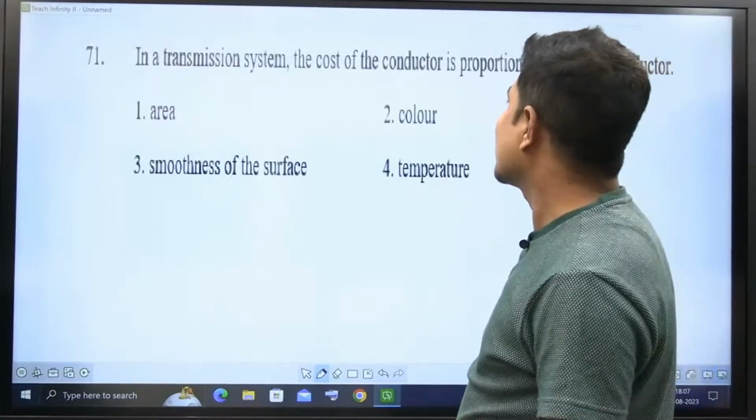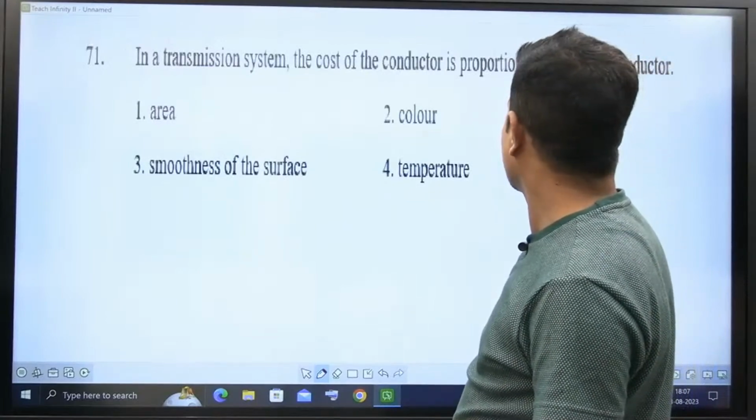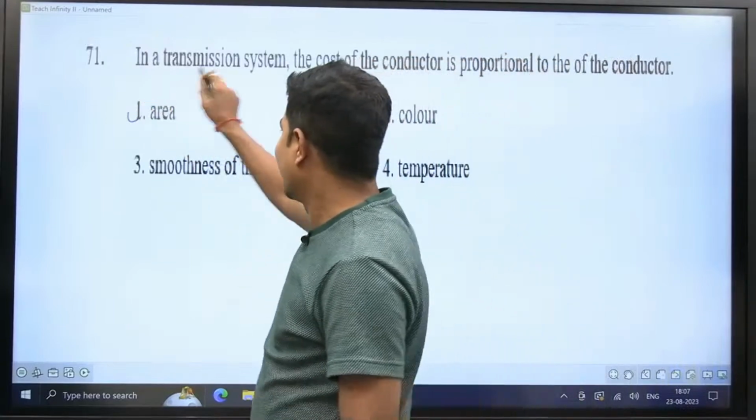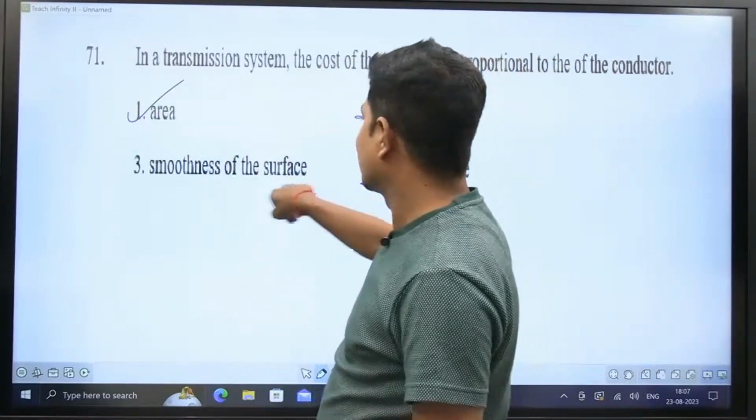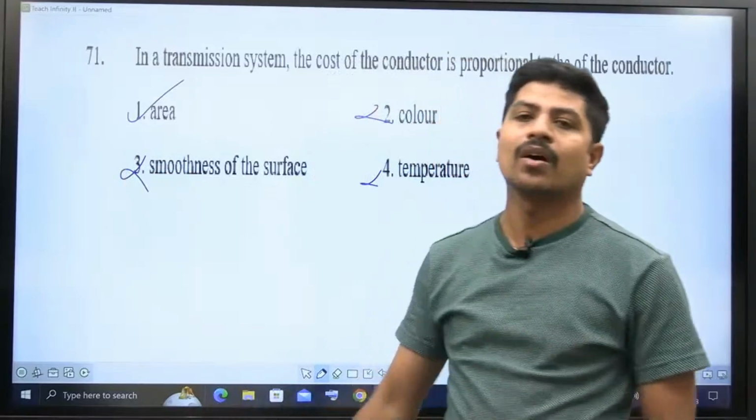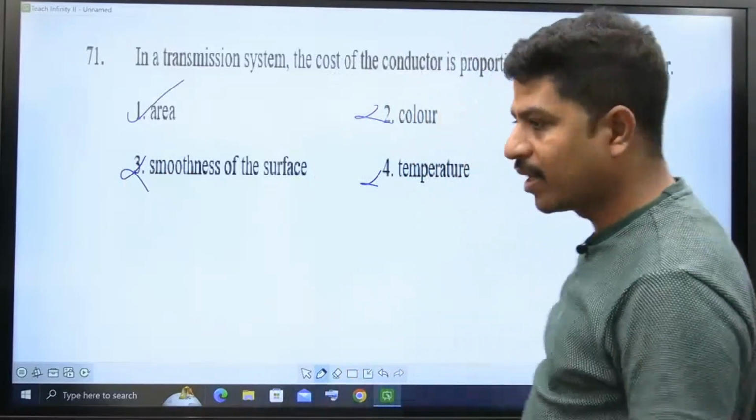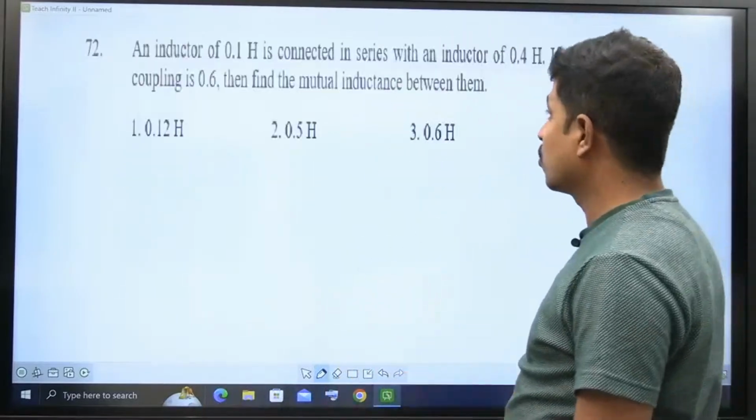Next one: in a transmission system, the cost of the conductor is proportional to the area of the conductor. It has nothing to do with the color, the temperature, or the smoothness of the surface. Cost is directly proportional to the area of the conductor. Let's go to the next question.